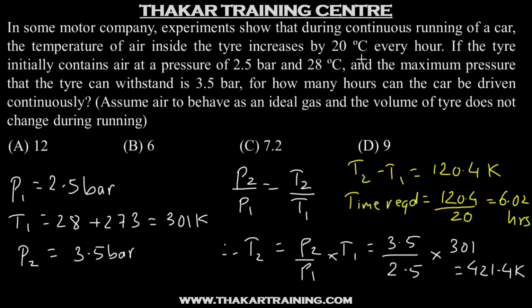temperature will increase by 20 degrees centigrade, in 6 hours the temperature will increase by 120 degrees centigrade, which is the same as 120 Kelvin. And where did this 120 Kelvin come from? It came from the condition that the maximum air pressure can be 3.5. So if the car is driven continuously till 6 hours, the pressure will not exceed 3.5 bar. So the answer for this question will be option B.